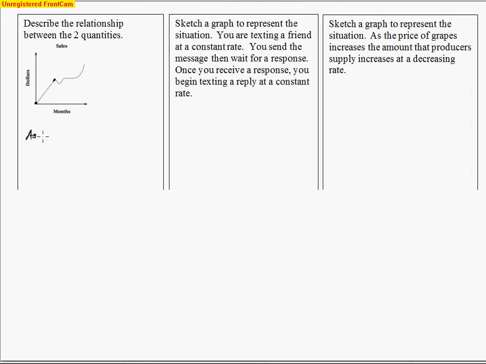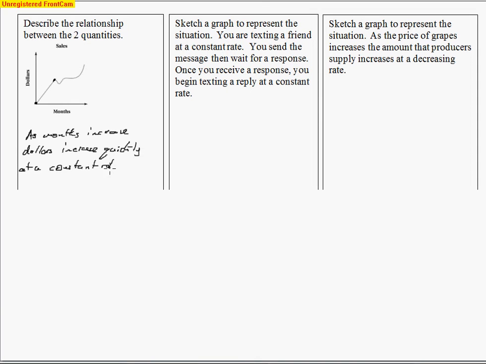So as months increase, dollars increase quickly. And I'll go ahead and say they increase quickly. It looks like a fairly steep line. Increase quickly at a constant rate.